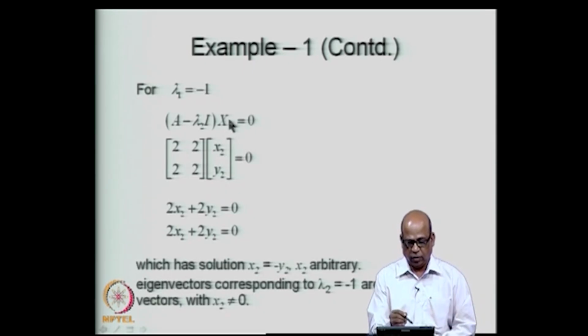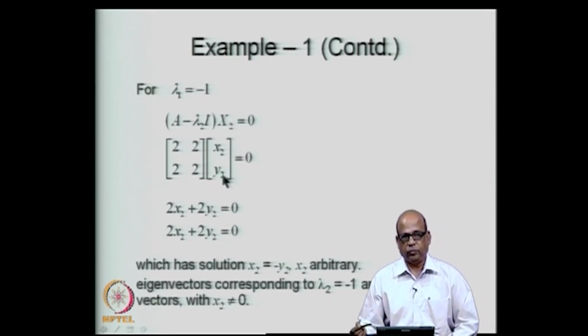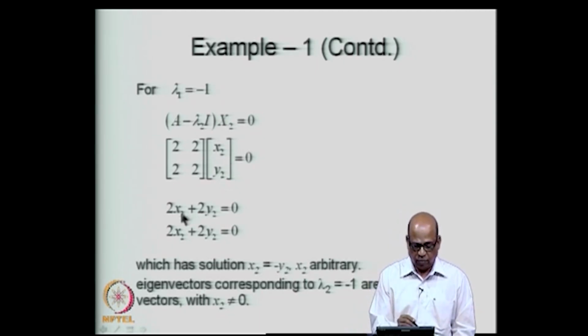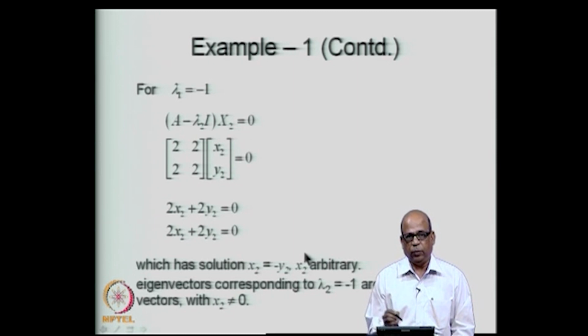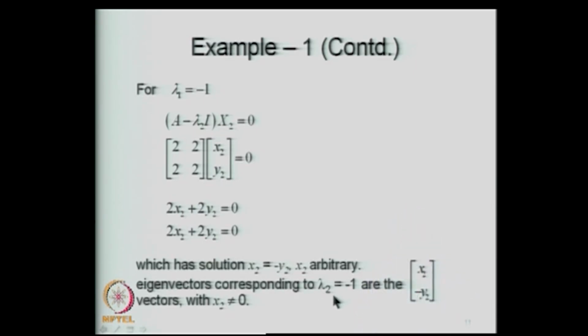This x2, which is a vector, I will write it as (x2, y2), and you will get the equation 2 x2 plus 2 y2 is equal to 0, which is identical to the second one. This has a solution x2 is equal to minus y2. So, you can choose x2 arbitrarily and then you get y2, and you will get the vector (x2, minus x2). So, the eigenvectors corresponding to lambda 2 is equal to minus 1 are these vectors. You can choose any value of x2 and set y2 as minus x2, with x2 not equal to 0.